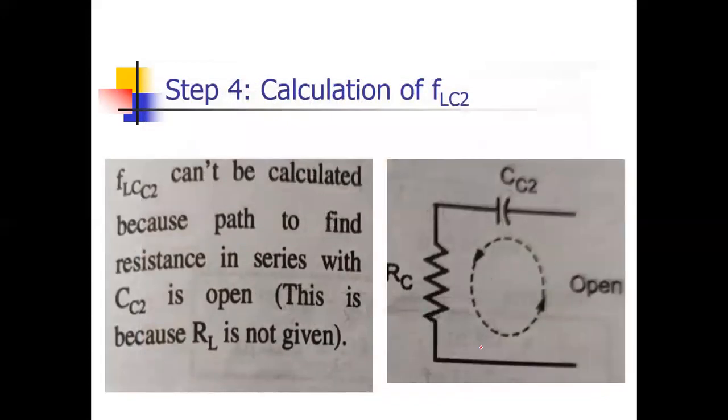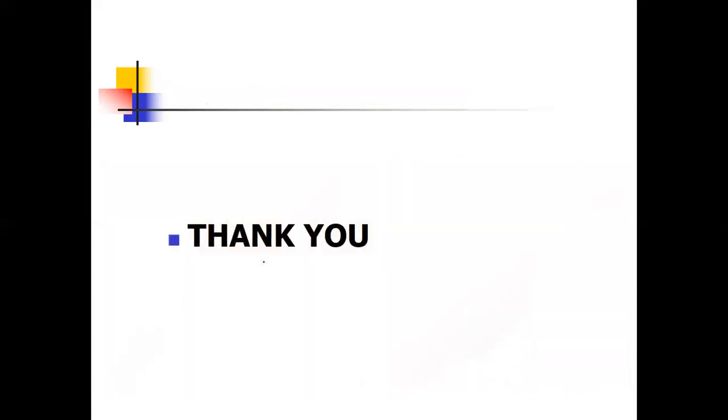Now the frequency due to the output capacitance: since there is nothing at the output side, we cannot find it. But if RL is there, then you can find it by RC plus RL. Across this, both will be in series. So f equals 1 upon 2 pi, RC plus RL, into CC2. In this way, we have calculated the frequency across all three capacitors.